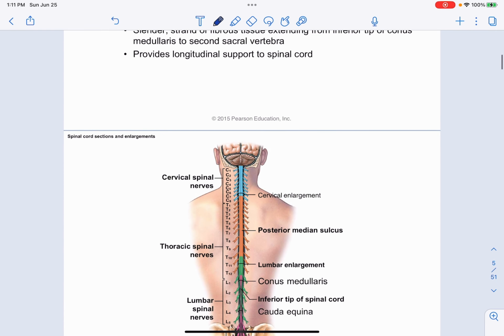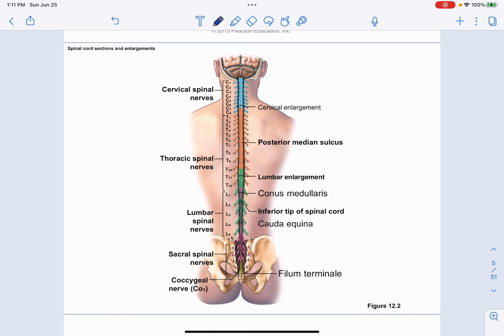So this next slide is color-coded, and it's enlarged a little bit so you can see some of these details. So I want to point out a few features for you. There is a shallow posterior groove called the posterior median sulcus that runs the entire length of the spinal cord. All right, so you'll see it. I'll show it to you on a cross section much later in the talk. And there is a much bigger fissure on the anterior side. So, we're looking at the posterior side right now.